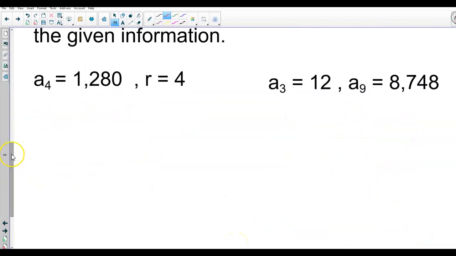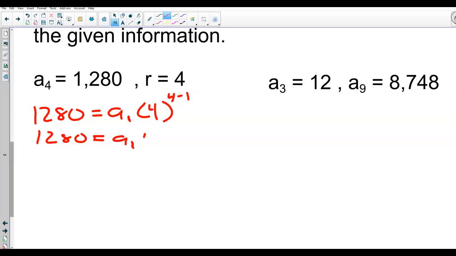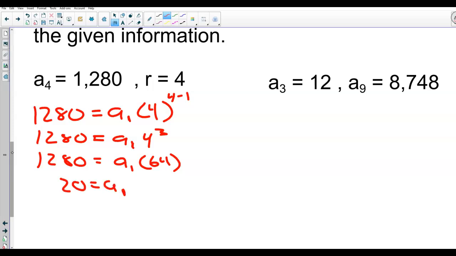Now, when you're given an r and one of the terms, it's going to be 1,280 = a_1 · 4^(n-1). So it's really 1,280 = a_1 · 4^3. 1,280 = a_1 times 64, and we're simply dividing by 64 on both sides. This one goes pretty quick. So 1,280 divided by 64, my answer is 20. So my a_1 is 20.